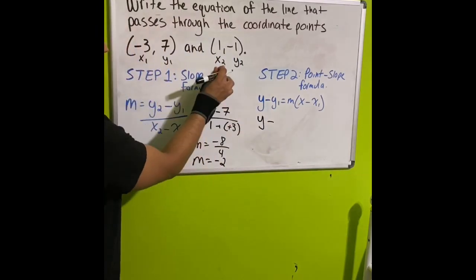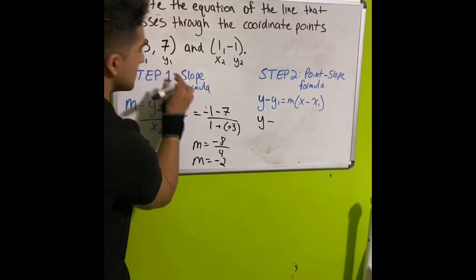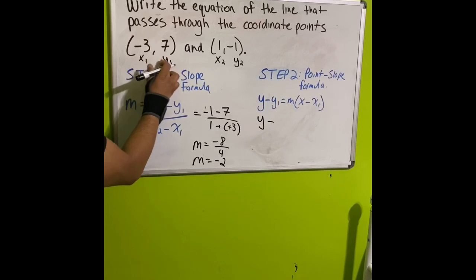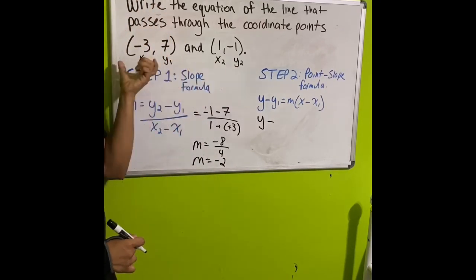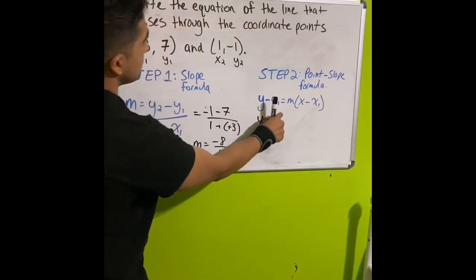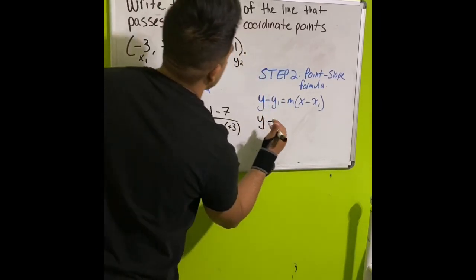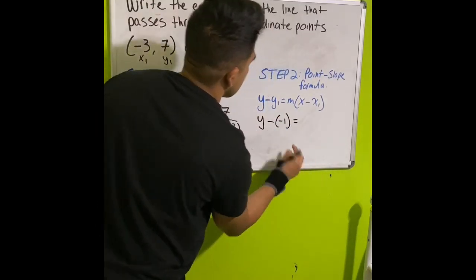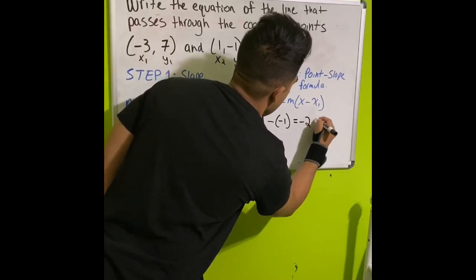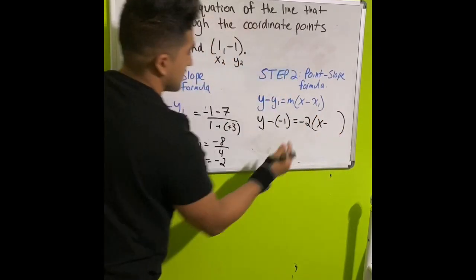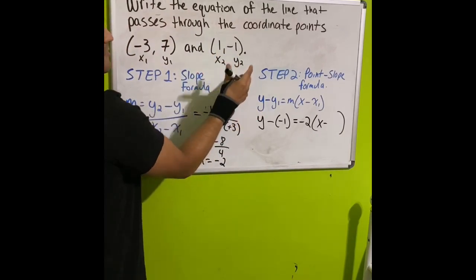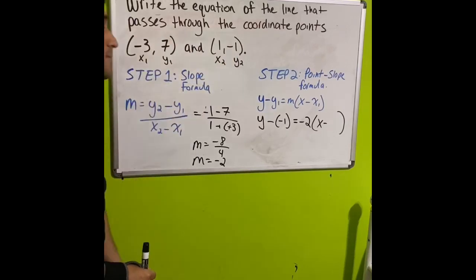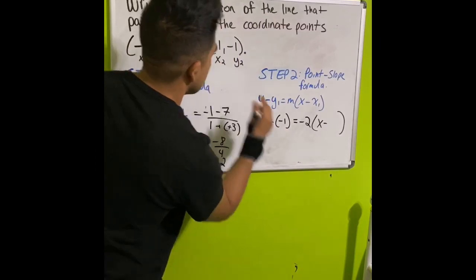Y minus y1. Now just because it says y1 and x1 doesn't mean you have to use x1 and y1. You can use your second coordinate point or your first coordinate point. So for y1, I'm going to pick my y value from the second coordinate point, -1, equals, we found our slope to be -2, parentheses x minus x1. I'm going to pick the x coordinate from the second coordinate point. Remember, you can pick either the x or y from the first or second coordinate point, it doesn't matter. X minus x1 is 1.